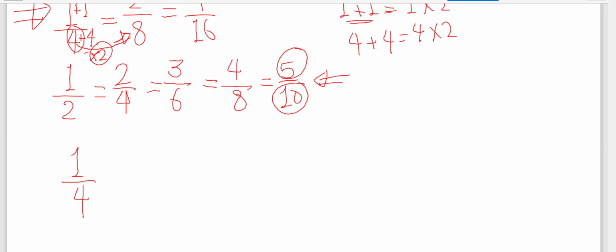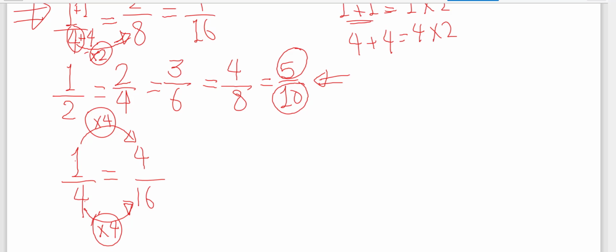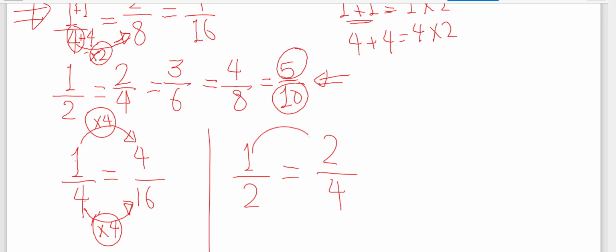One over 4 equals 4/16. We know that 1 becomes 4 and 4 becomes 16. What times 1 equals 4? Yes, 1 times 4. 4 times what equals 16? Yes, 4 times 4 equals 16. Here, half equals 2/4. So, what times 1 equals 2? Yes, times 2. What times 2 equals 4? Yes, times 2.